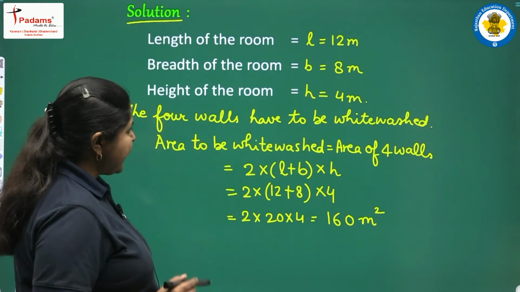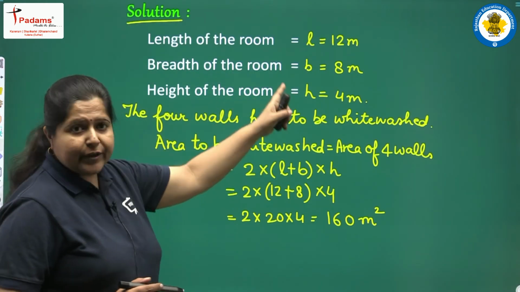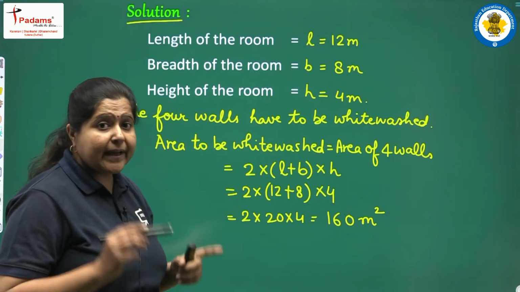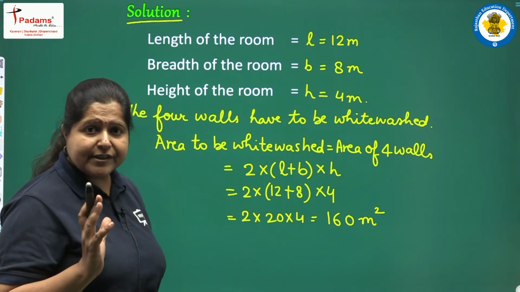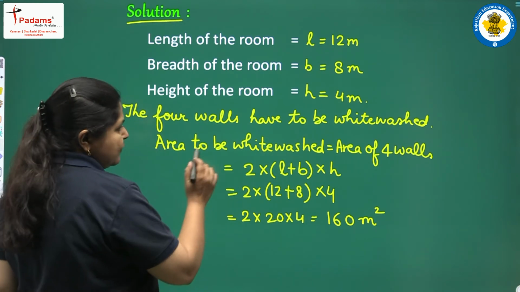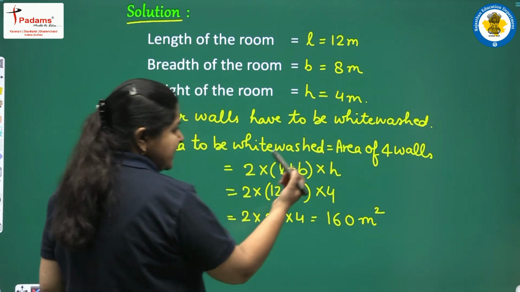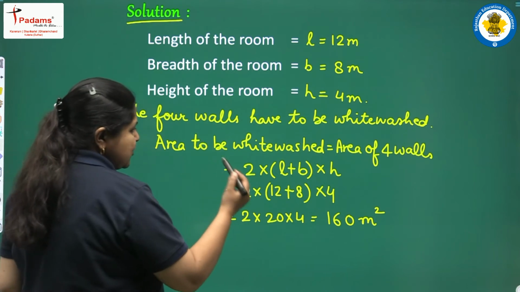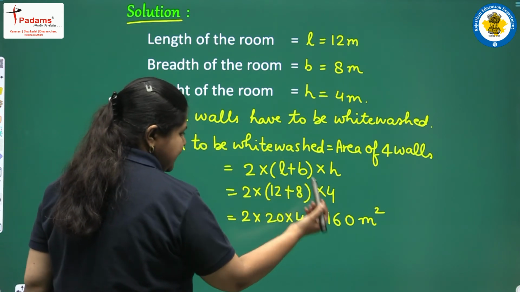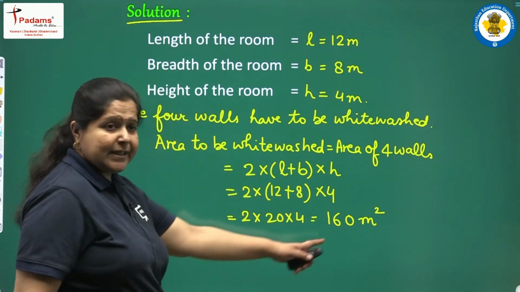तो जब पहले हमारे पास L, B और H, लेंथ, ब्रेथ, हाइट ले लिया और हमें कहा गया था कि 4 वॉल्स को ही वाइट वॉश किया जा रहा है, तो हमने यहाँ पर 4 वॉल्स का एरिया फाइंड आउट किया. It will be the lateral surface area of the room and so this will be 2 into L plus B into H. यहाँ से हमें मिल गया, it is 160 meter square.